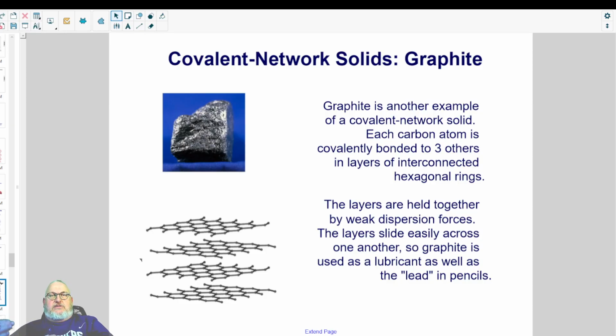These layers are held together by what? Weak dispersion forces. So those layers will slide easily across one another, which is why graphite is a great lubricant and part of the lead in pencils.